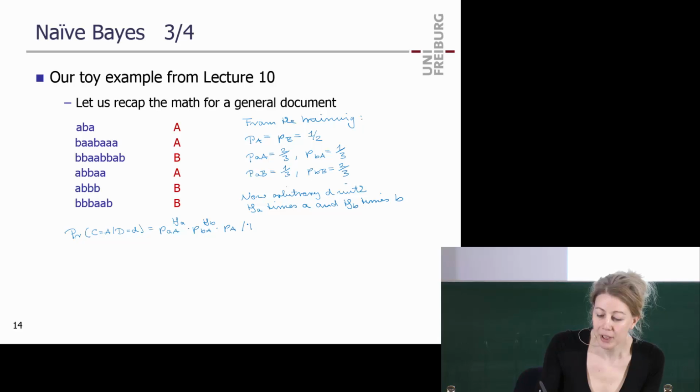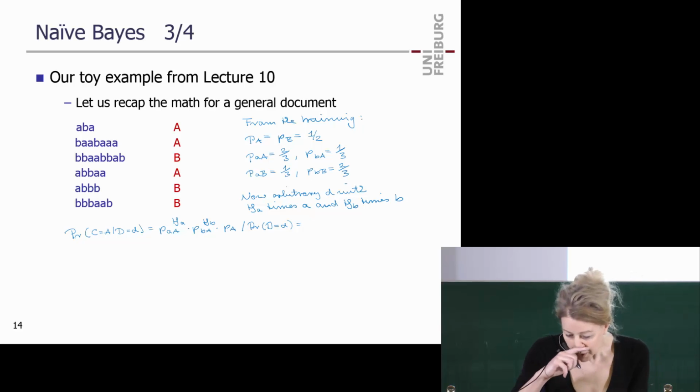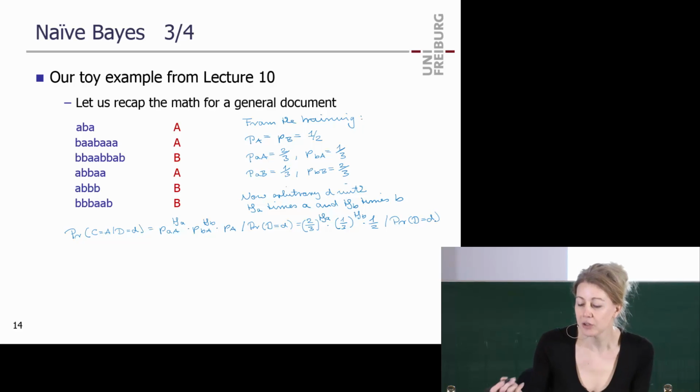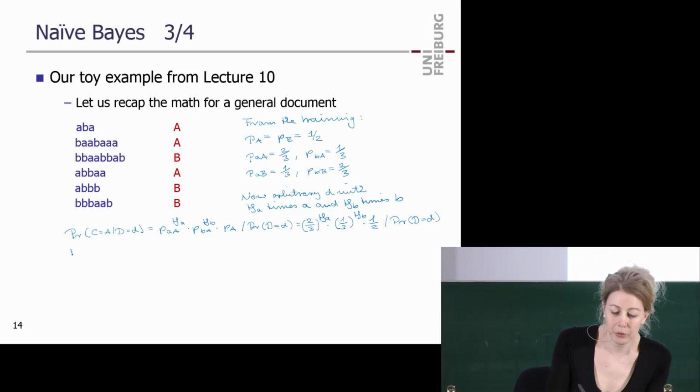Times the prior divided by the probability of the document, which is just in the general case. So this is just 2/3 to the power of how many A's I have, right? Now it's very easy to see. Times 1/3 to the power of how many B's I have, times 1/2 divided by this probability, which I don't know. I could compute it, but I don't need it because it's the same for both. And I just need the relative number. And I can do the same thing for the other class. Let me just write it out because it's not so much work.